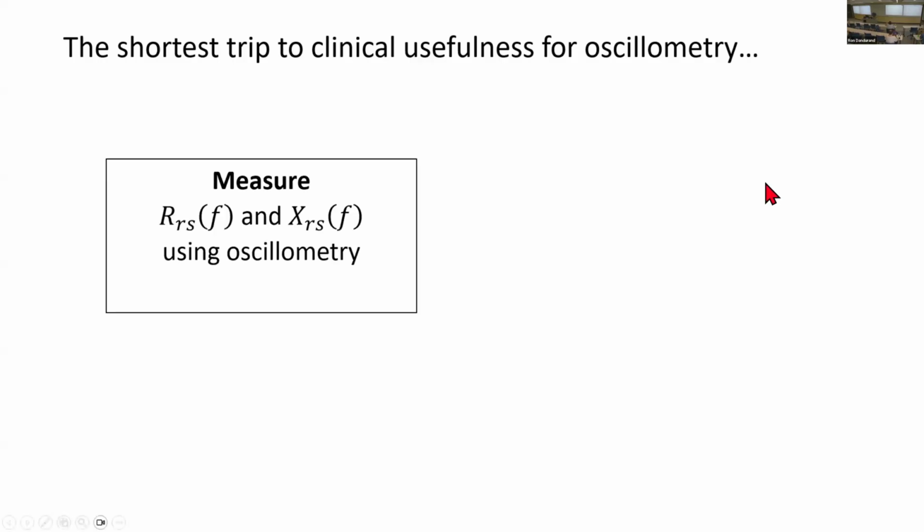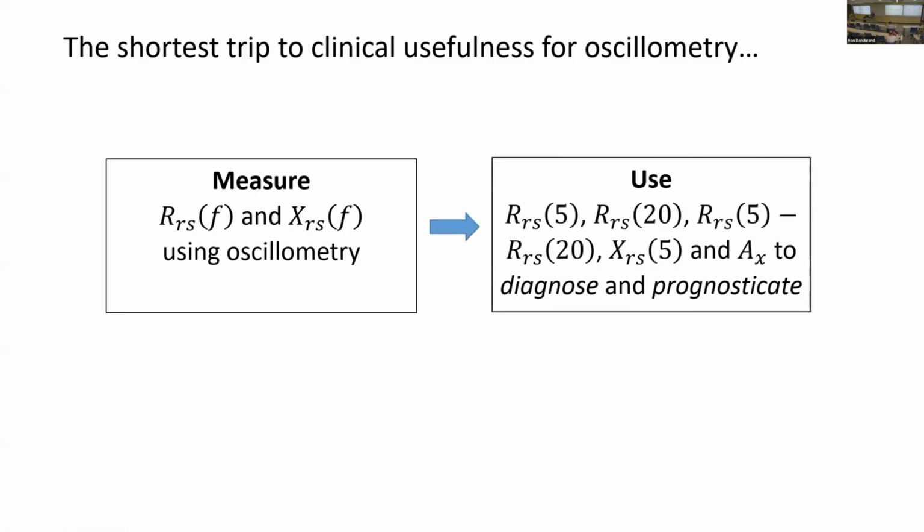Okay, so let's talk about the shortest trip to clinical usefulness, oscillometry. And we've heard plenty about that today. You start by making a measurement of resistance and elastance using oscillometry, and then you go straight to these empirical parameters. You heard about them: R5, R20, the difference, X5 and AX. These are the typical ones that people talk about. And you use those to diagnose and prognosticate.